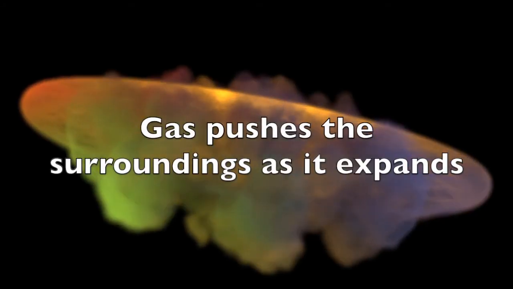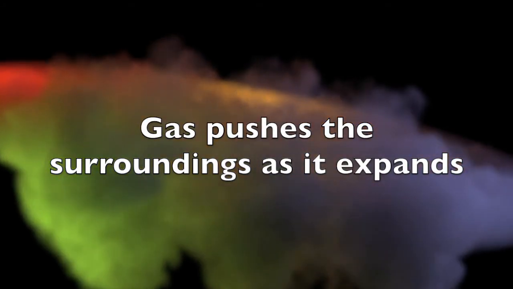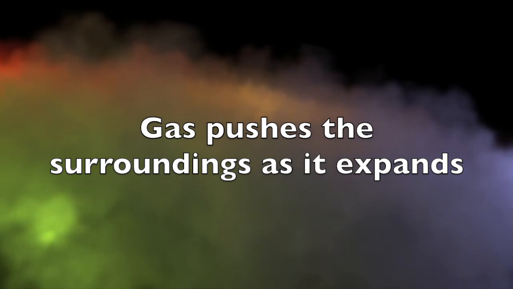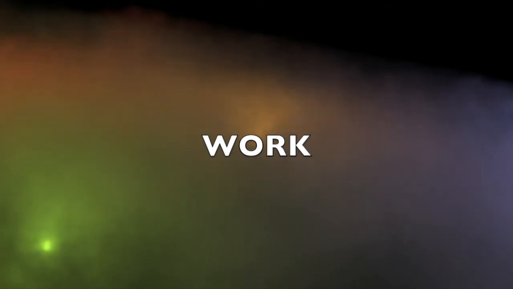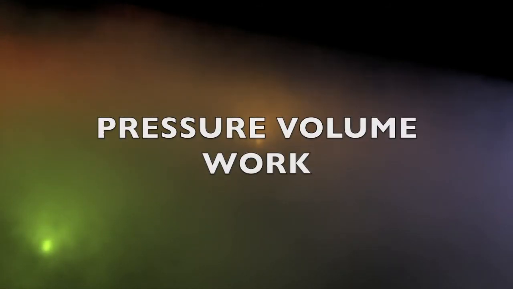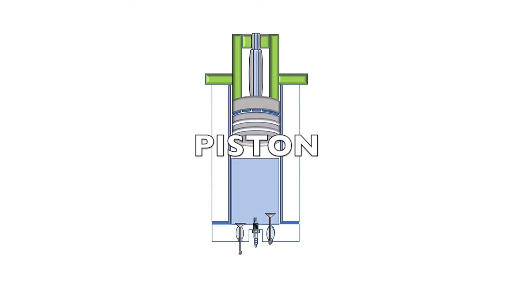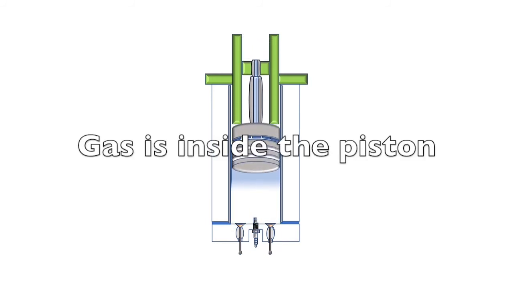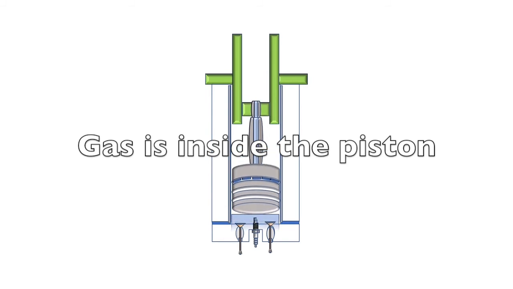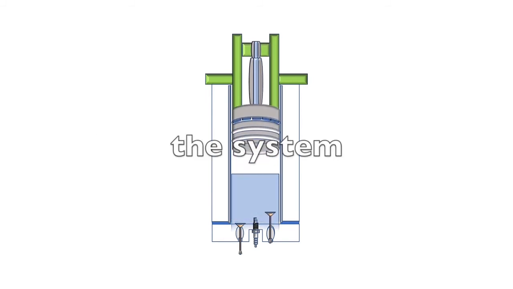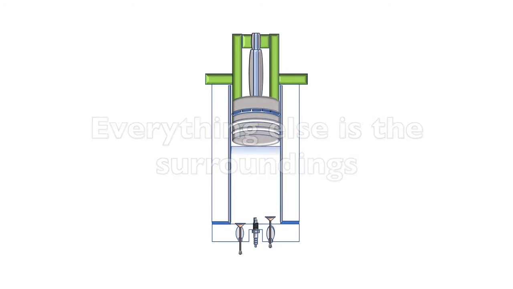If you have a chemical reaction that produces a gas, for example, the gas will often push the surroundings as it expands. In other words, it may push against the air that's surrounding it. When it does this, it does work, and sometimes we call this pressure volume work. One of the easiest ways to visualize pressure volume work is by thinking of a piston. The gas is inside the piston, we call this the system, and everything else is the surroundings.